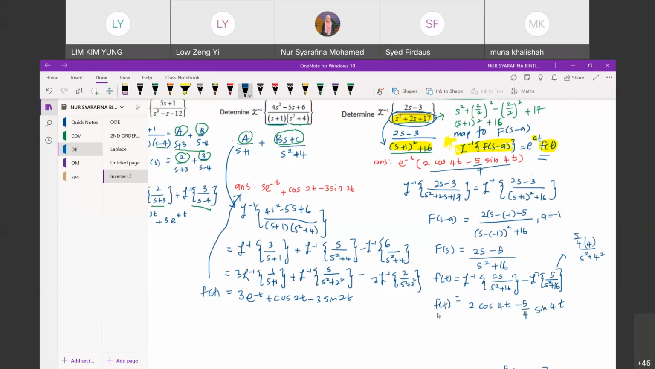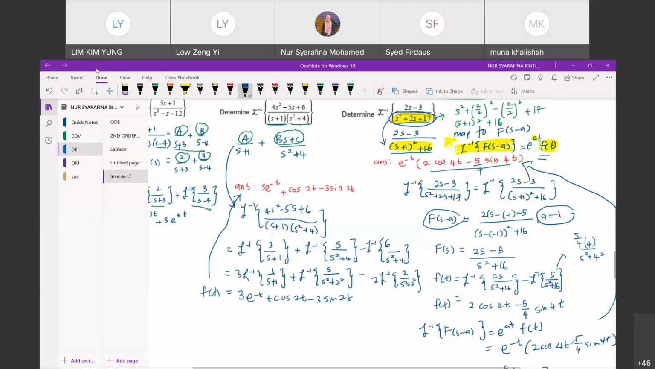And remember, this is mapped to F(s minus a). So the inverse transform of F(s minus a) should be e to the power of at times f(t). Now it becomes e to the power of minus t because a is minus 1. f(t) is 2 cos 4t minus 5 over 4 sine 4t. Okay, right. I hope everyone can understand this.